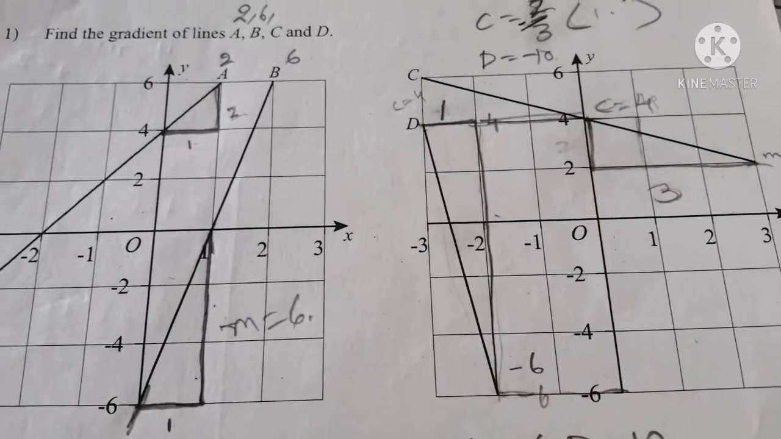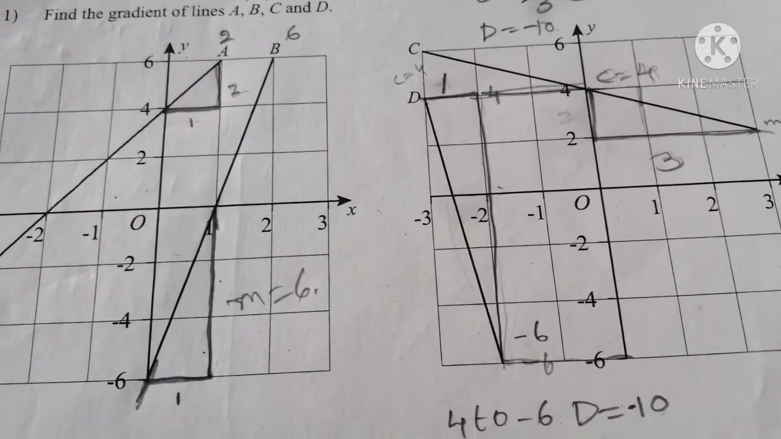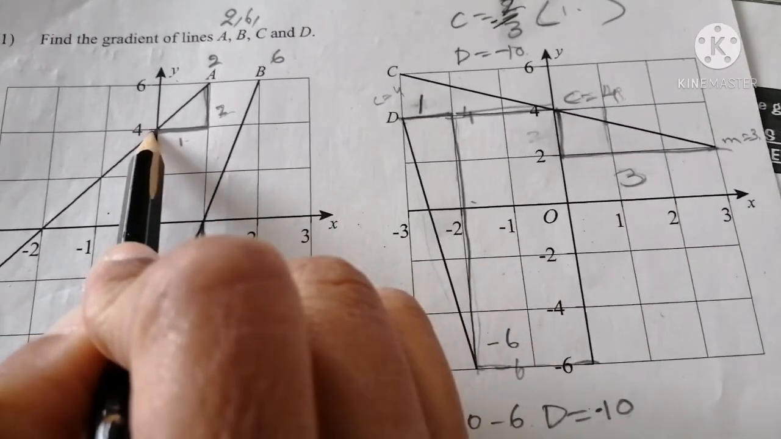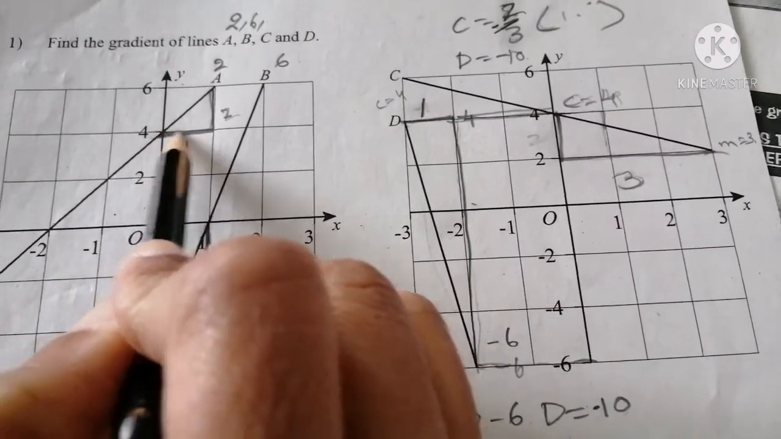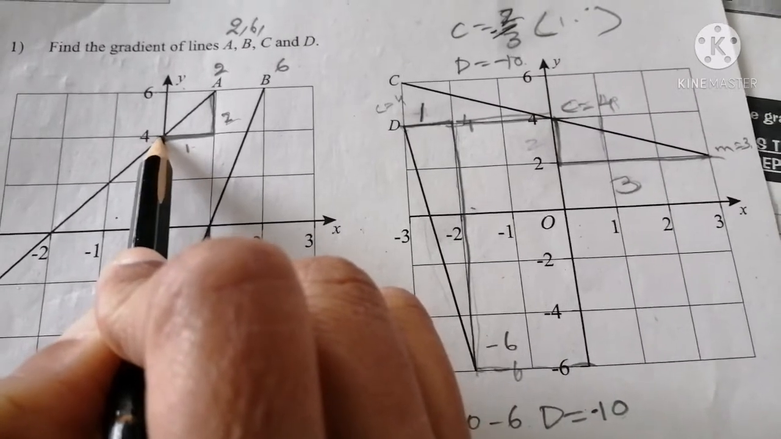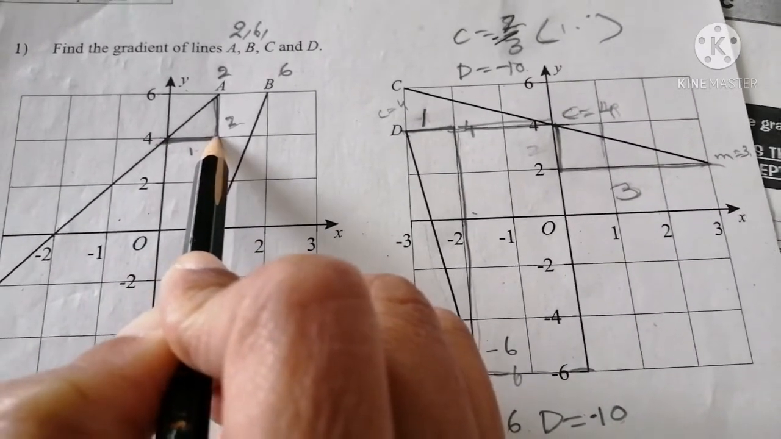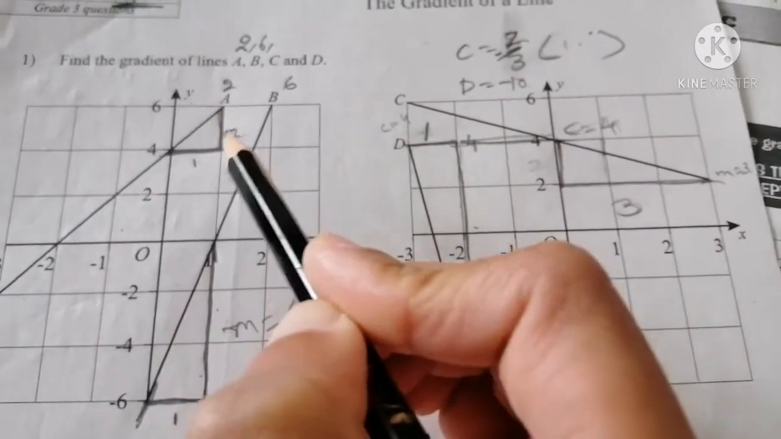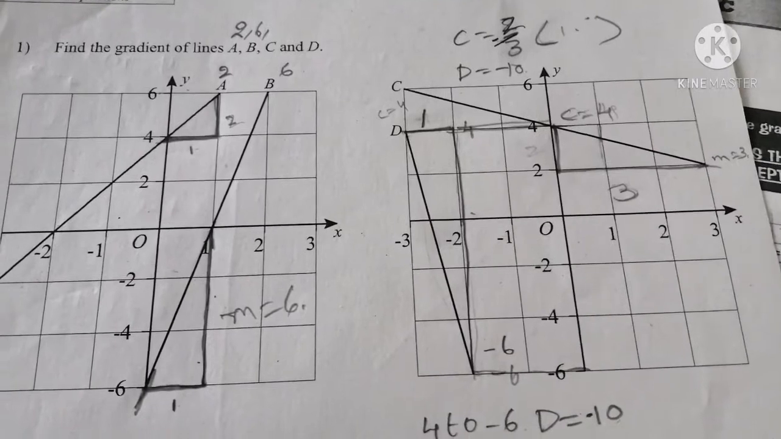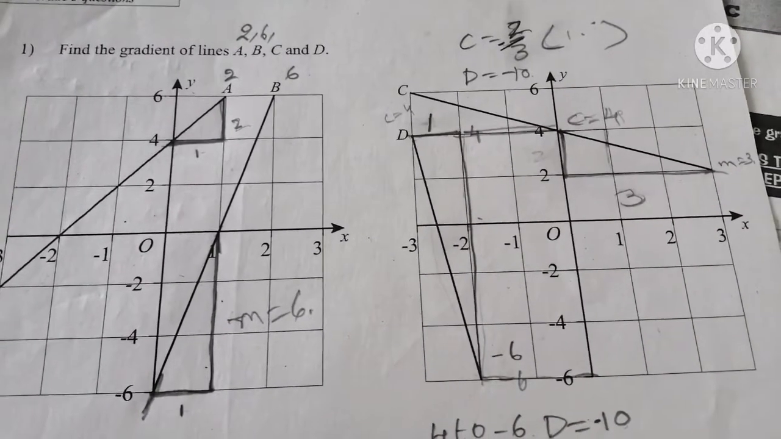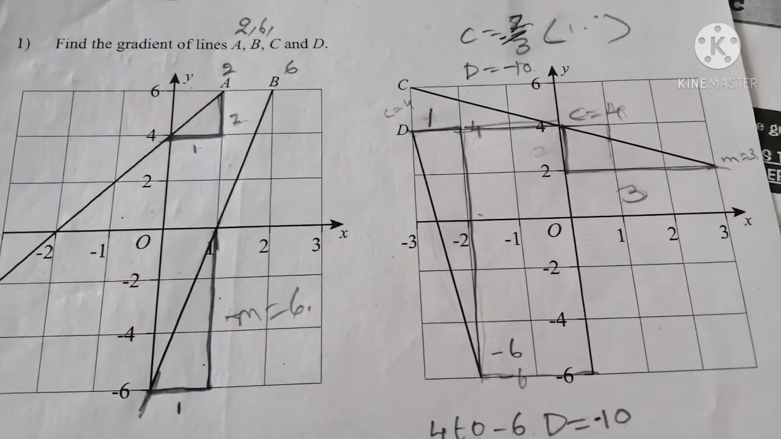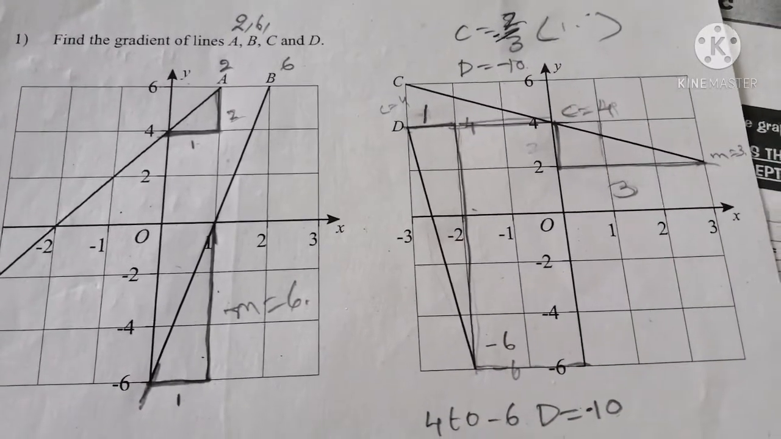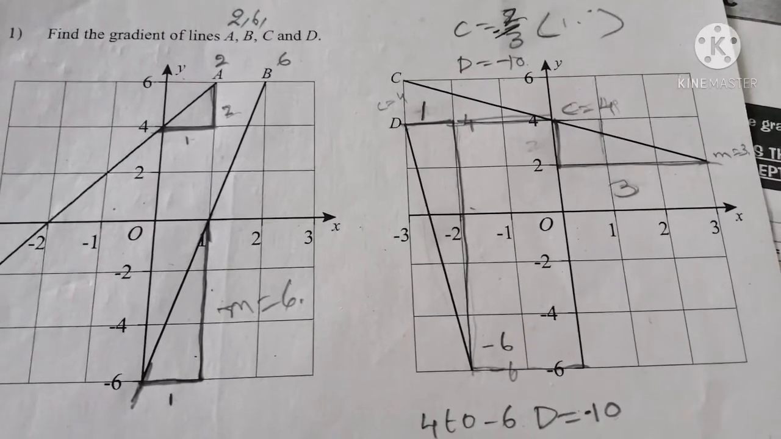So whenever you find the gradient, always find the y-intercept point where it is crossing the y-axis, and then draw a straight line to one column and then form a triangle. If it is sloping uphill, the gradient will be positive. If it is sloping downhill, that means the gradient will be negative.